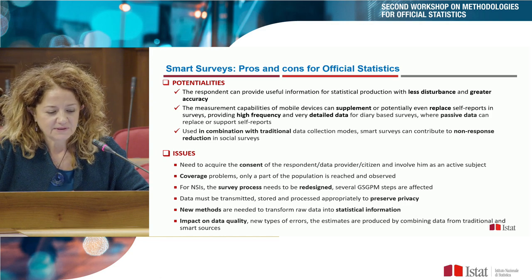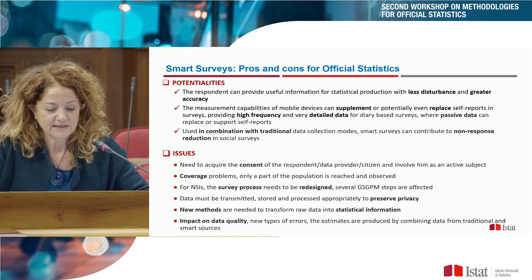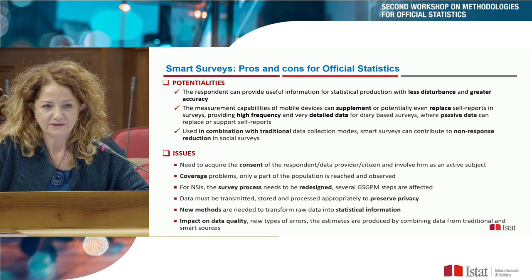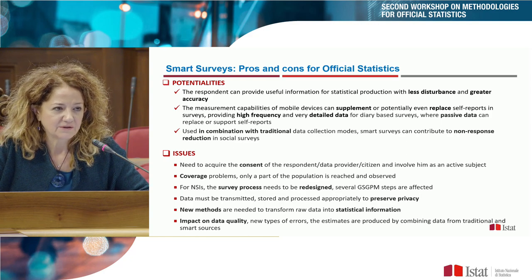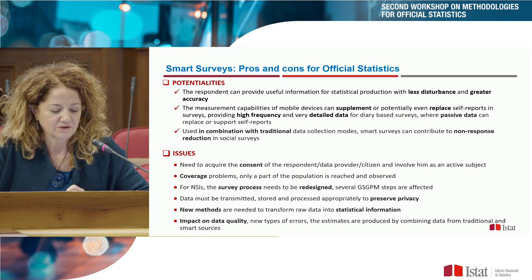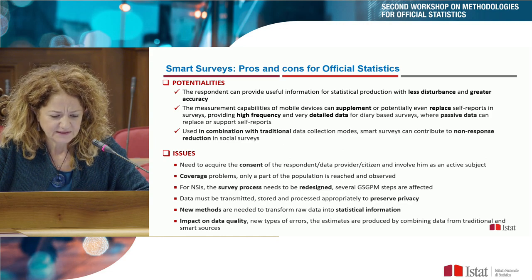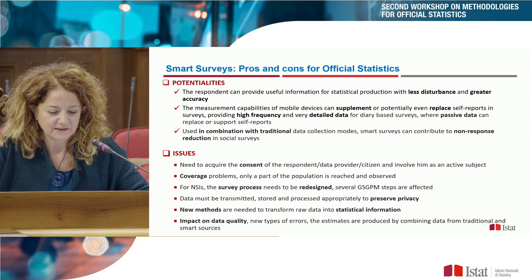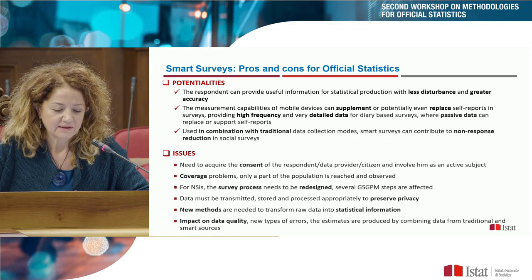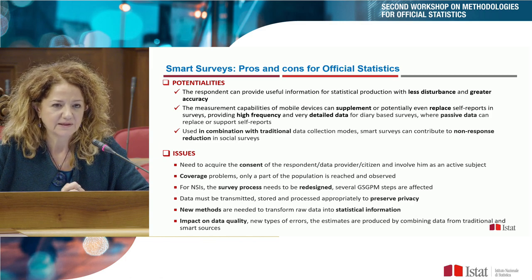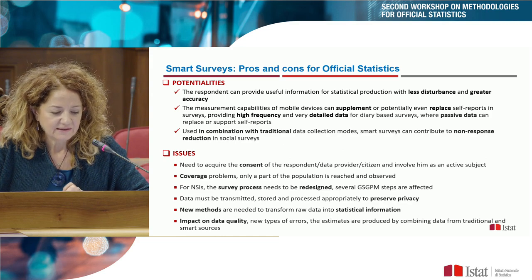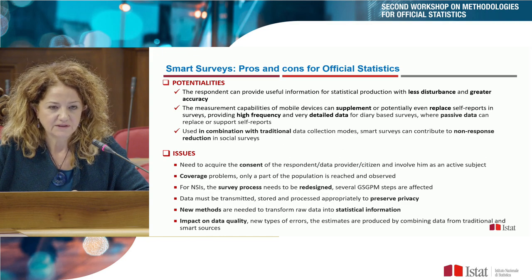But we have several issues, and I would say challenges. The issue of consent of the respondent to provide sensor data and being involved as an active subject. Coverage problems, because smart surveys reach only a part of the population. For the National Statistical Institute it is a general challenge, not only for methodological issues, but also for architectural and technological issues, that needs a redesign of the whole survey process. Then there is also the issue of preserving privacy when data are transmitted, stored, and processed. New methods are needed to transform raw data into statistical information. And then, last but not least, we have a big impact on the quality of the data. We will see.